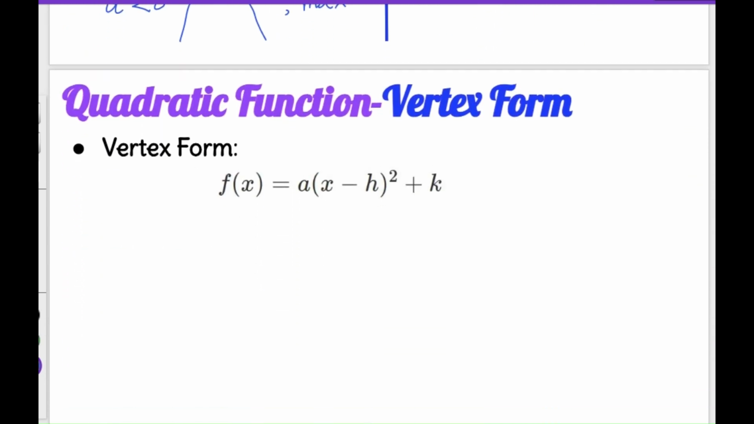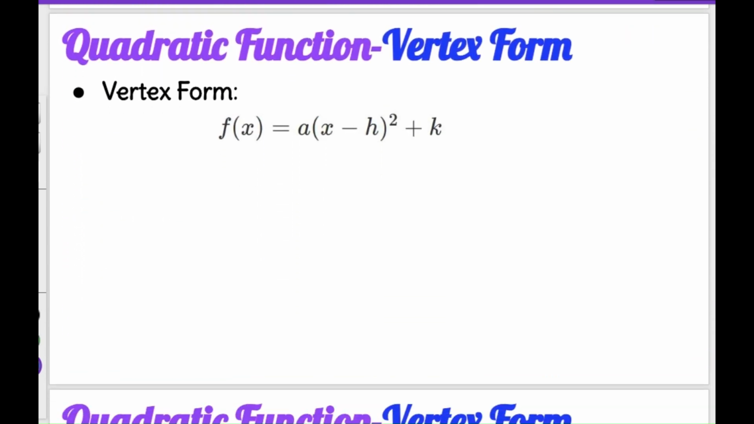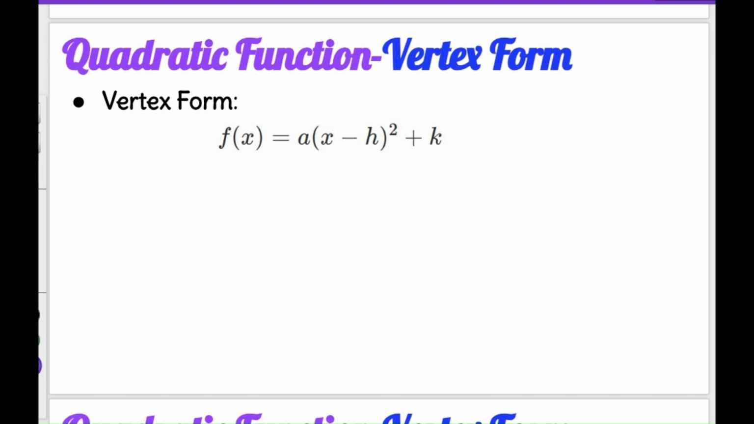For the vertex form, as you can see, we have a quite different way to write it. We have the coefficient in front of the parentheses, and we have this number right in here. What does that mean? The reason we call it vertex form is that once the function is written in this form, I can easily read the vertex from the graph, which in this case is (h, k). So (h, k) is the vertex.